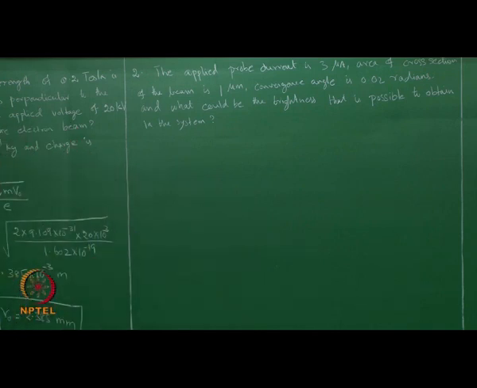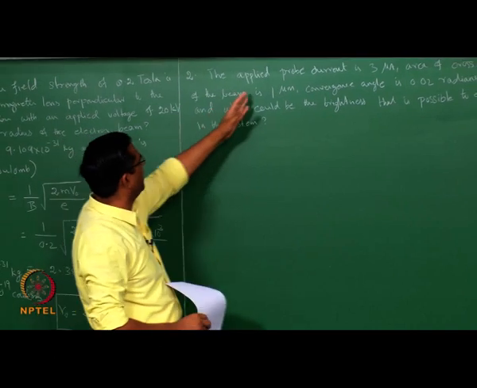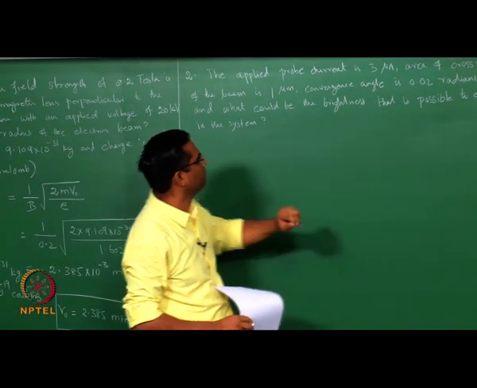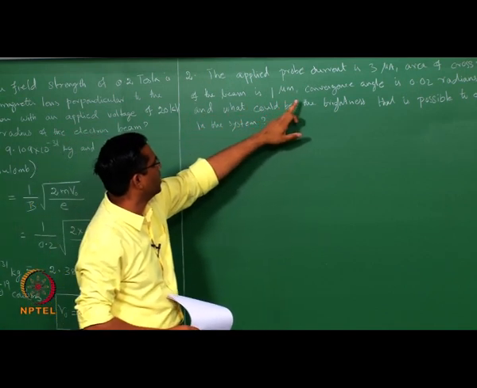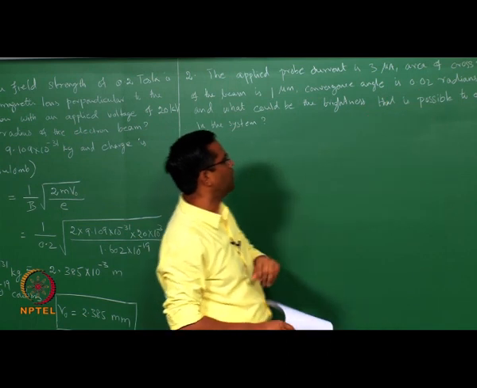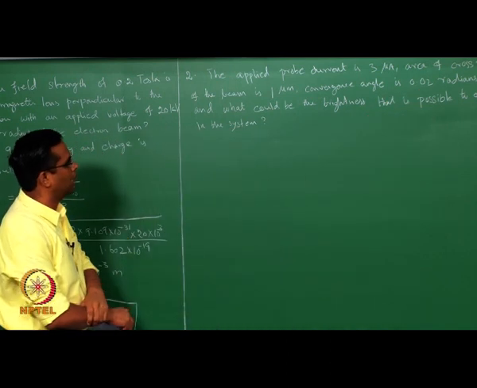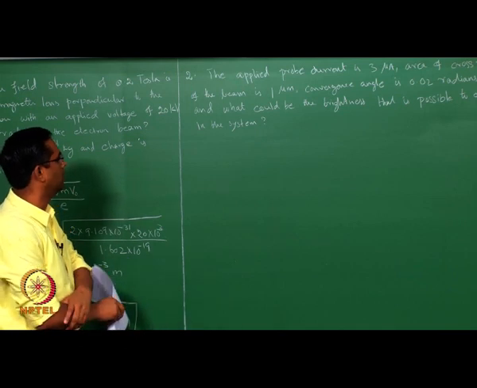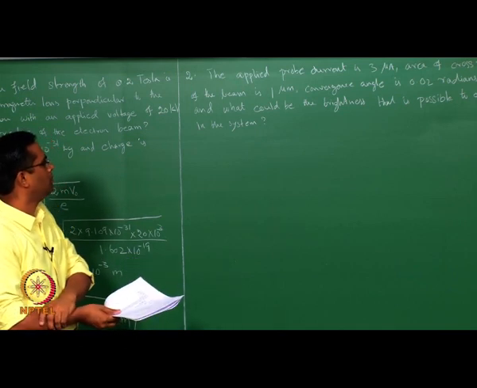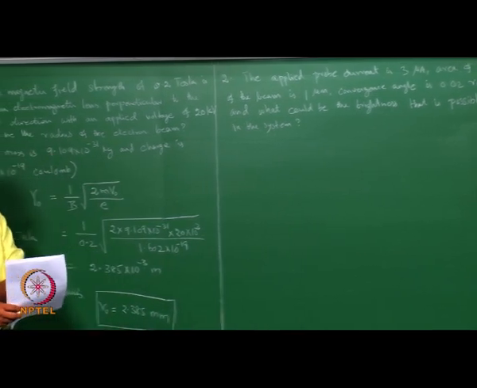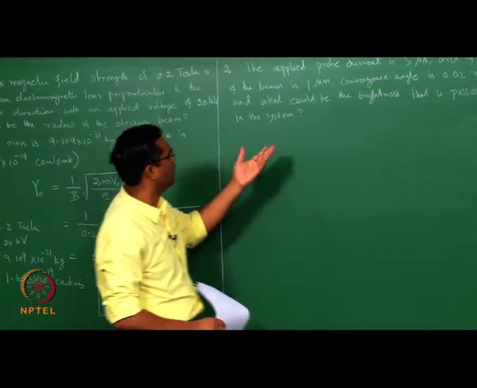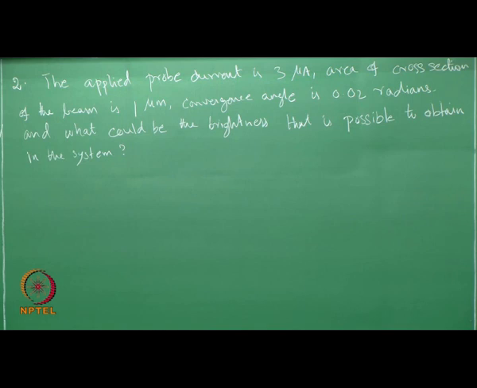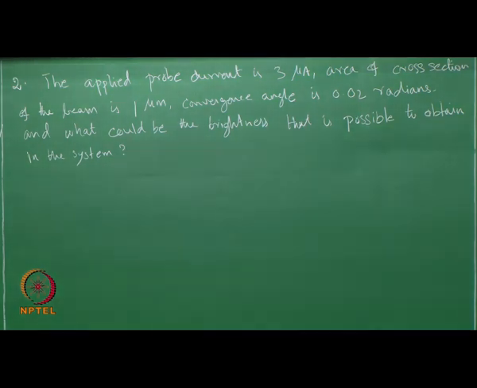In a microscope, the applied probe current is 3 microamperes, and the area of the cross section of the beam is about 1 micrometer. The convergent angle is about 0.02 radians. What would be the brightness that is possible to obtain in this system? If you recall, there is a relation between the brightness and the probe current and convergent angle and so on. You have to look back in the lectures for the formula for the brightness.